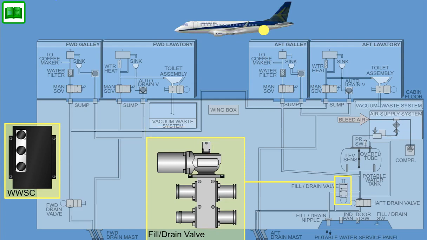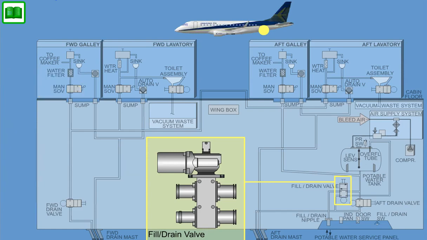Nominal operating voltage is 28 volt DC, supplied to the valve through the WWSC from the DC ground service bus or the DC bus 1. The actuator is designed not to exceed a temperature of 100 degrees Celsius and is monitored by a thermal protector. The drain valve is designed to withstand freezing conditions with water in the inlet port.